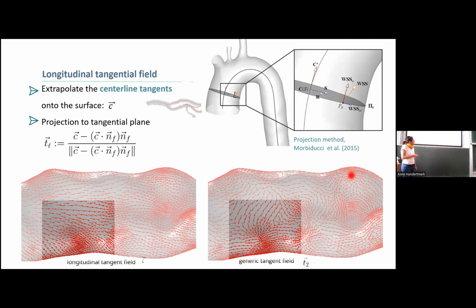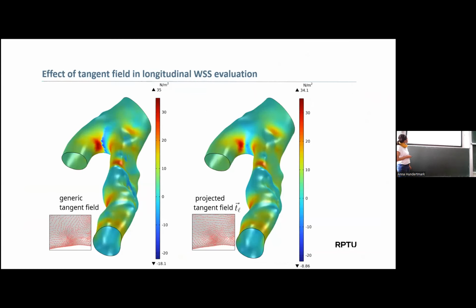So you see here that the tangential vectors are not smoothly directed, and they are following some peaks, so they are completely misaligned with the flow. Therefore, it is unable to evaluate the longitudinal component of the Walsh stress. Okay, good. Now, how does it look?